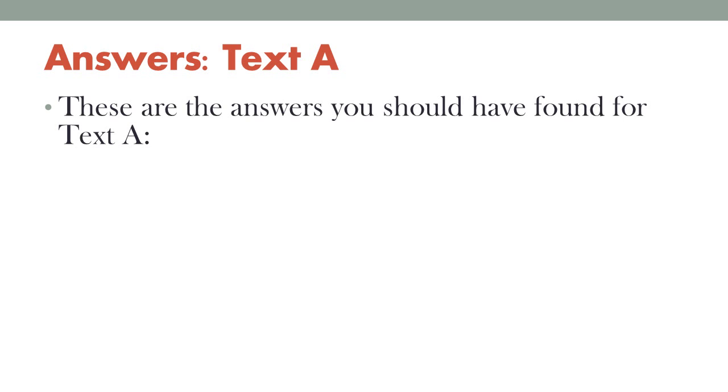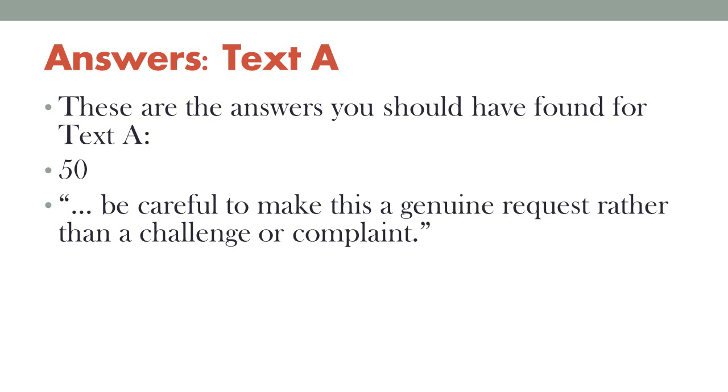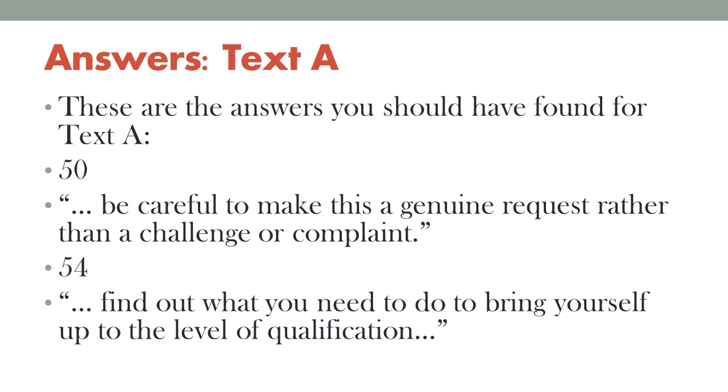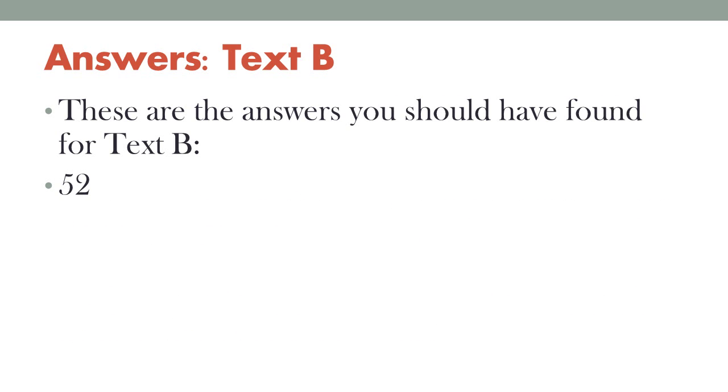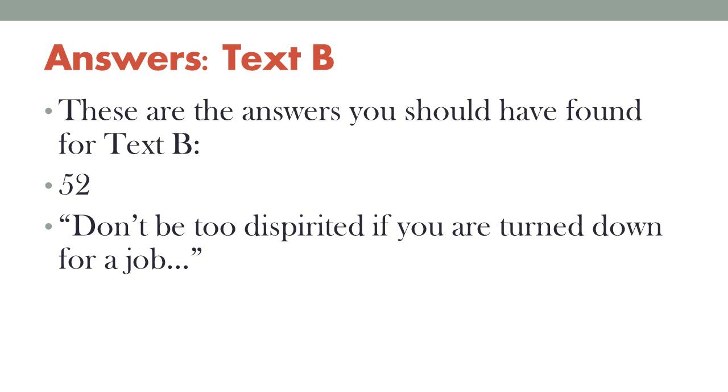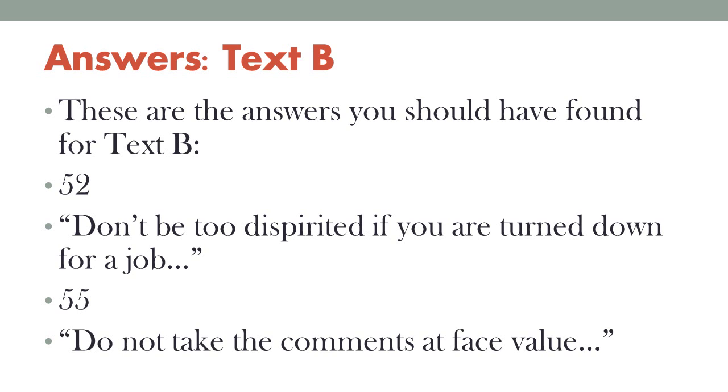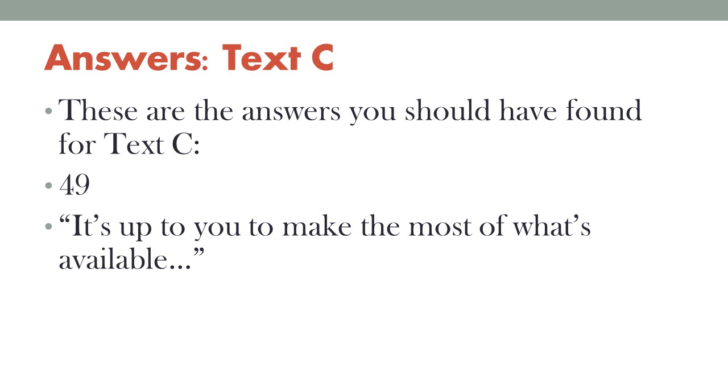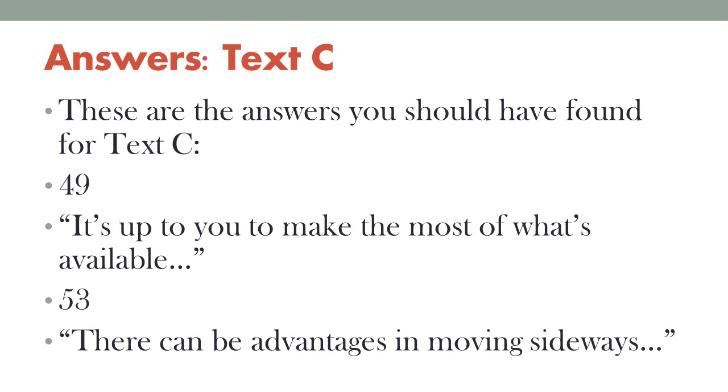Okay, so we're going to look at text A, B and C. So you can pause the video here if you like. So which ones do we get for A? Well, we get number 50, and here's the link in the text. 54, and here's our evidence. For text B, we want 52, and here's the connection, and 55. So read back in the original text, and you can see how we got those answers. And then for text C, 49, we want this from the text, and 53, we have this.